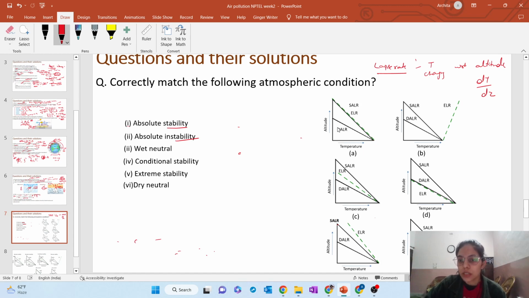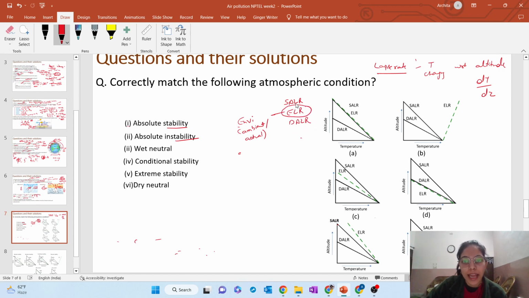Now these three terms are here: SALR, ELR, DALR. All of these are lapse rates. ELR is the environmental lapse rate, or we can call it the ambient or actual lapse rate. This is the lapse rate that we observe in the air. When there is an air parcel in the atmosphere, it is how the actual air parcel's temperature is changing with altitude. This is ELR. This is what we observe.